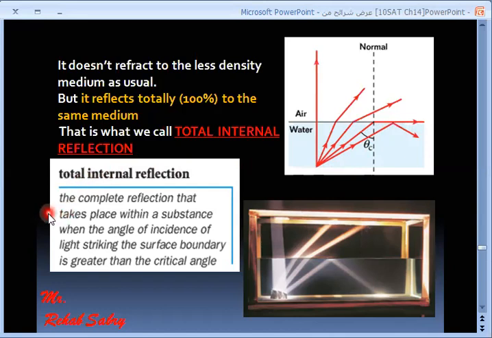It's the complete reflection that takes place within a substance when the angle of incidence of light striking the surface boundary is greater than the critical angle. Here, this figure shows us an experiment of a beam of rays. Those show the different cases shown in this figure.